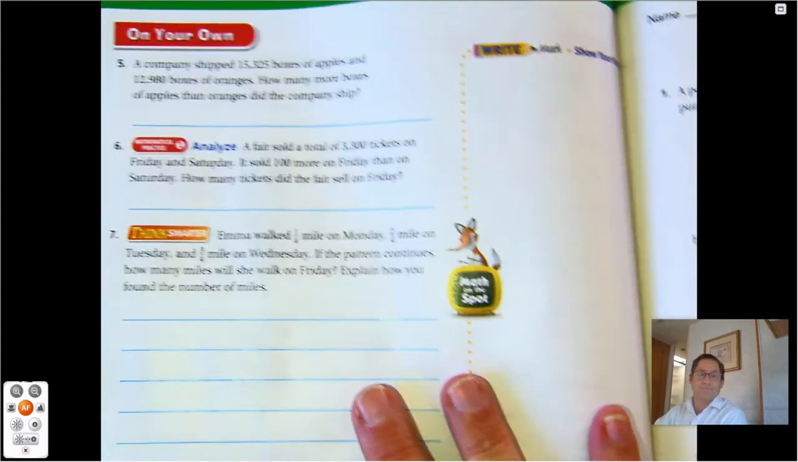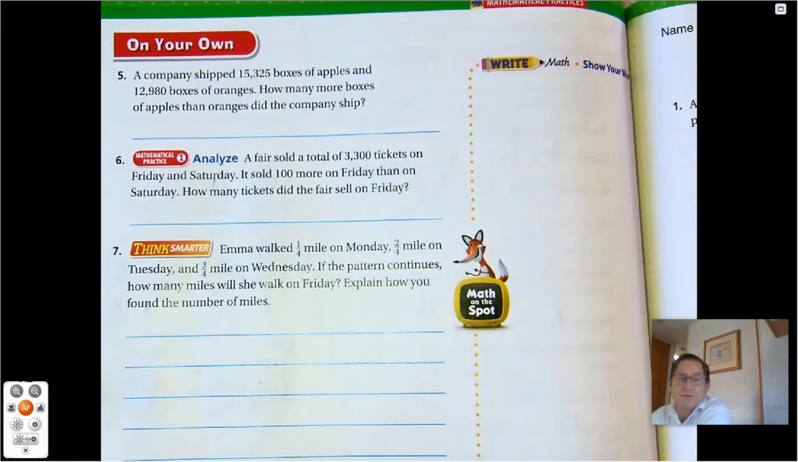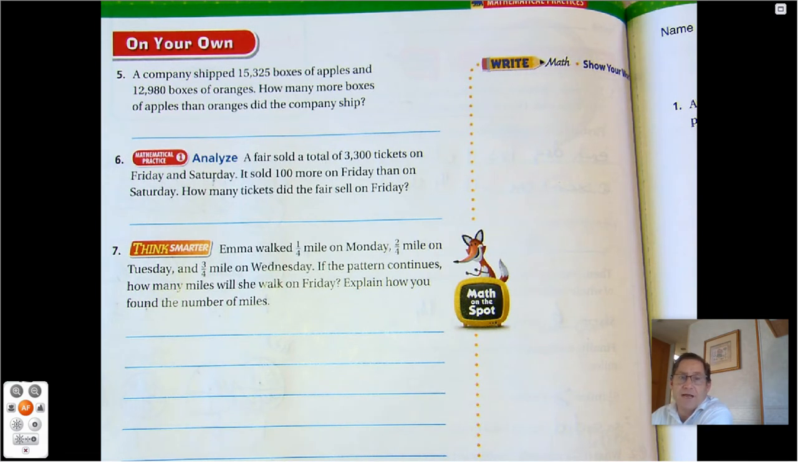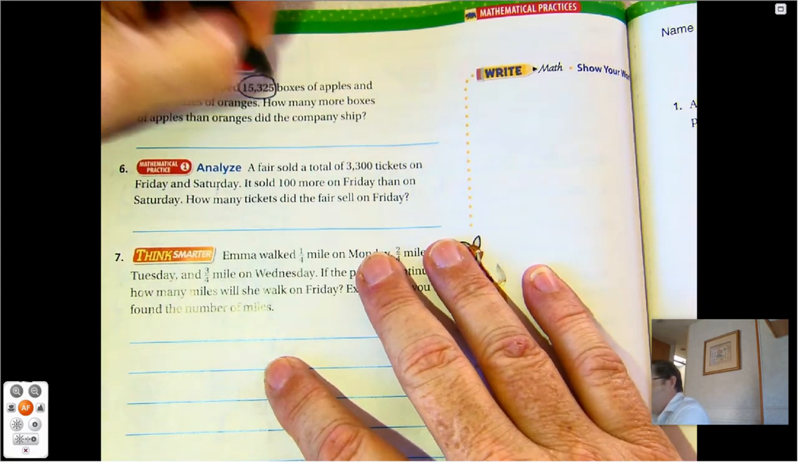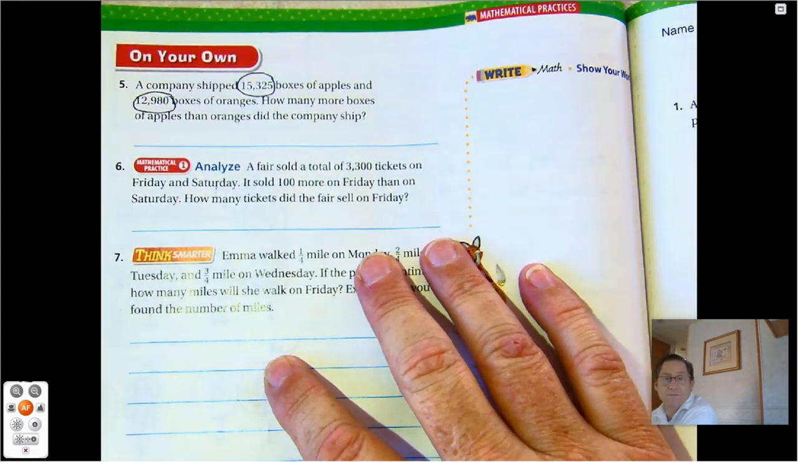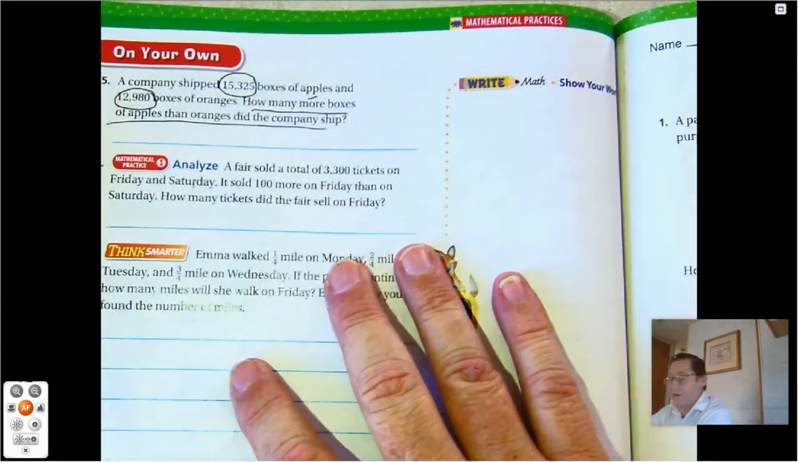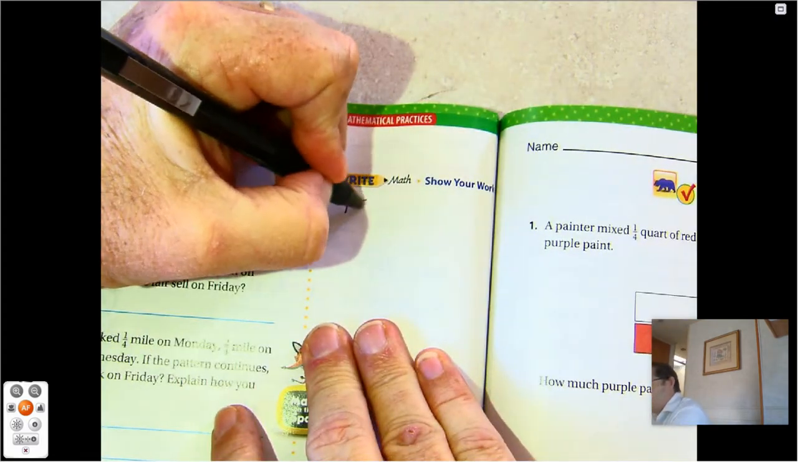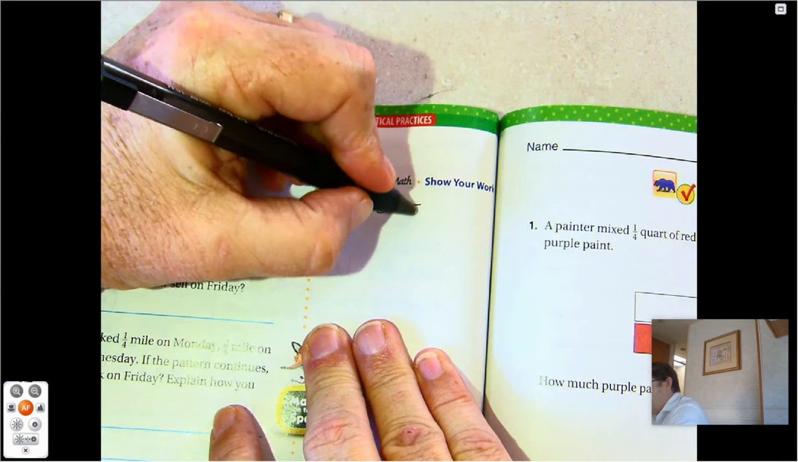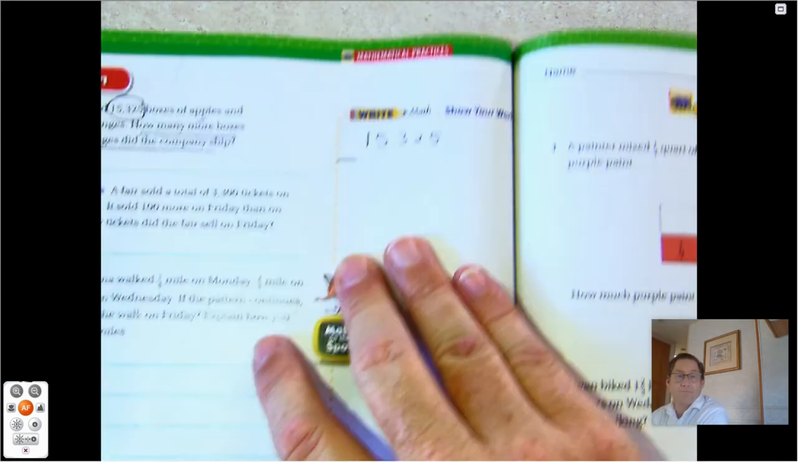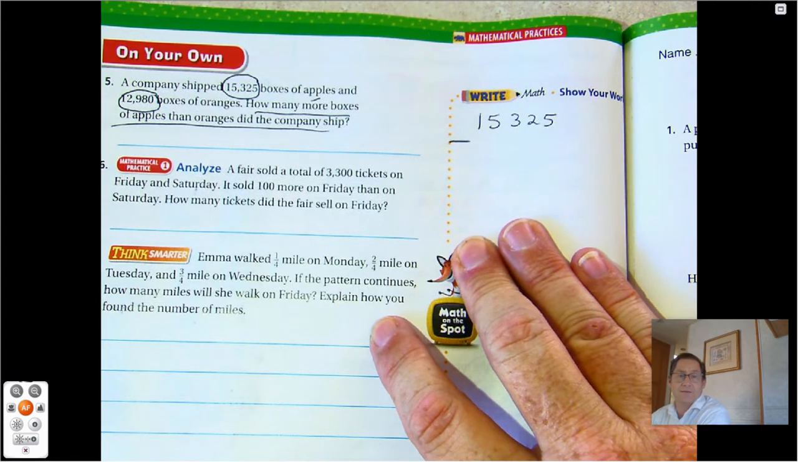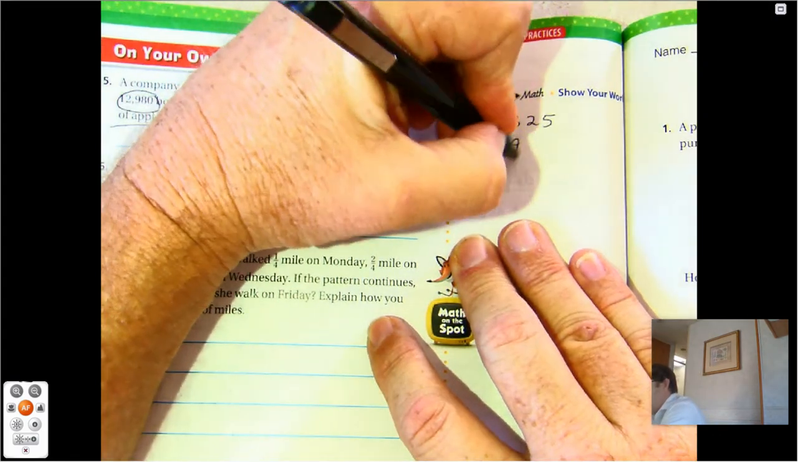Number 5. A company shipped 15,325 boxes of apples and 12,980 boxes of oranges. How many more boxes of apples than oranges did the company ship? Right, so we need that many boxes of apples, that many boxes of oranges. How many more? That means subtract. So 15,325 minus 12,980.